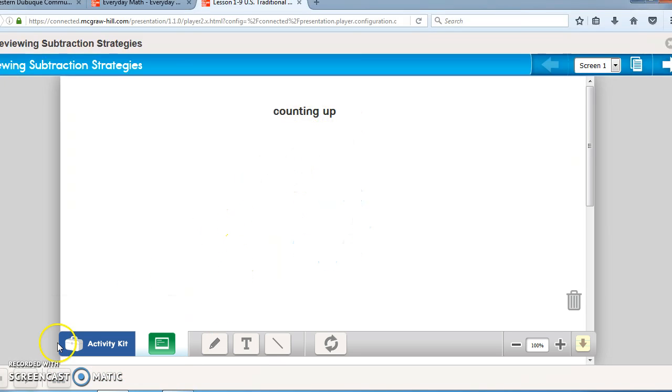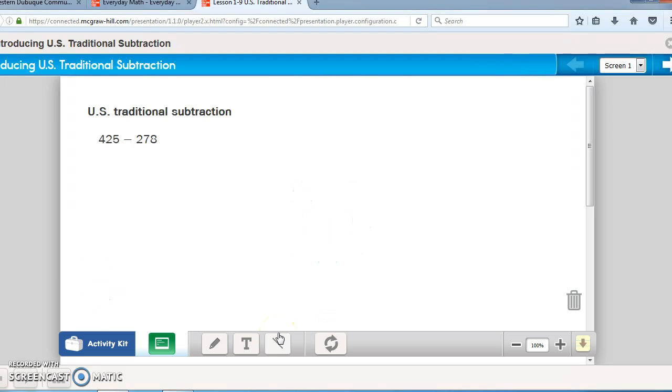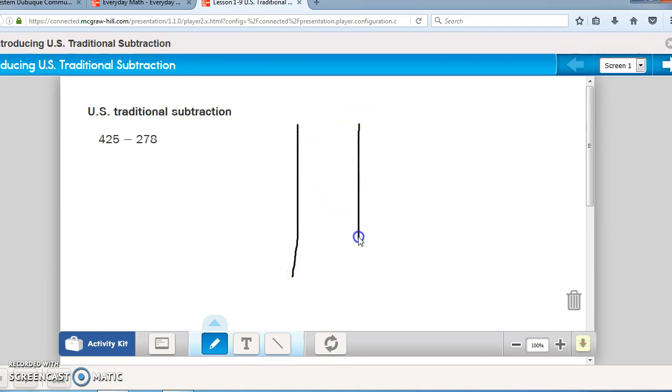That's the counting up method I just showed you. Now, U.S. traditional subtraction. Remember, that is really just thinking of this as columns. And we've done enough with place value that you should know that this first column is the ones column. And the next one is the tens. And the next one is the hundreds.